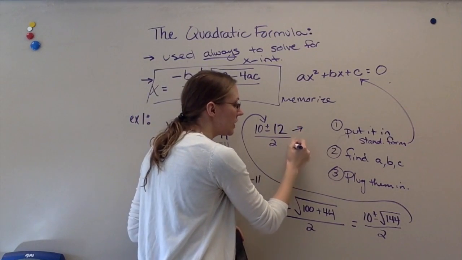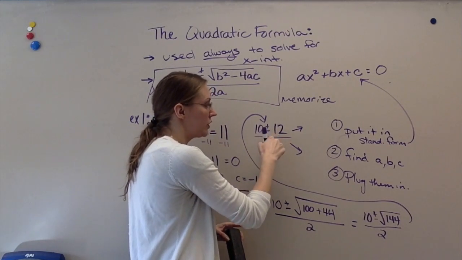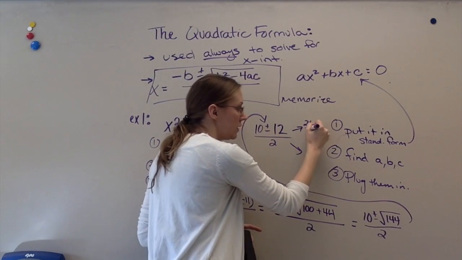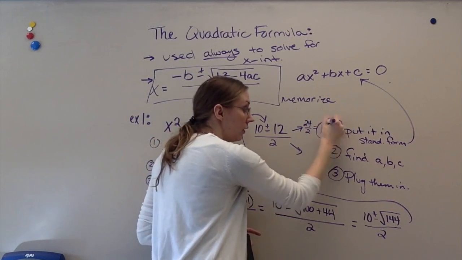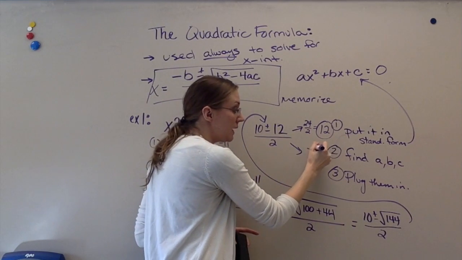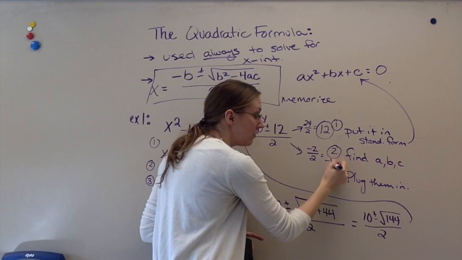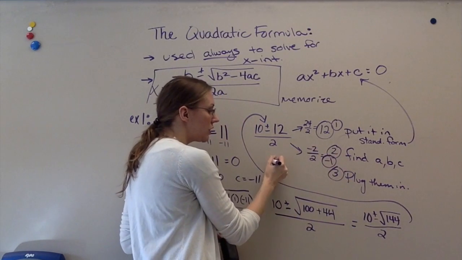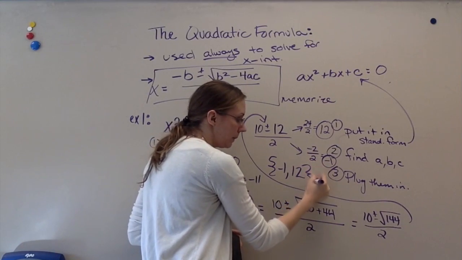So my two solutions here are going to be 10 plus 12 divided by 2. So 10 plus 12 is 22 divided by 2, which simplifies to just the number 11. Or I could have 10 minus 12, which gives me a negative 2 over 2, which results in a negative 1. So my set of solutions here would be negative 1, 12.